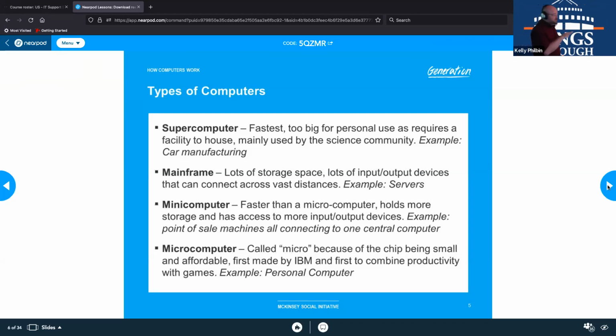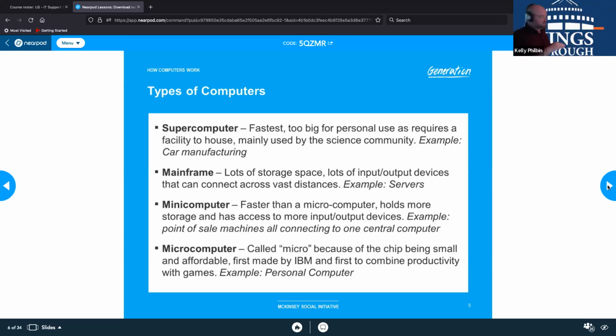Now the ones that we are a little more familiar with. The one we are most familiar with is called the microcomputer, and it gets that name because of the chip being so small and affordable. The first ones were made by IBM, and then there were clones that came out after that, which they called IBM compatibles. Then many other computer companies, Compaq, HP, Dell, all sprang up out of that same area. And now we also have Apple getting into that, and some of the larger companies like Chrome.